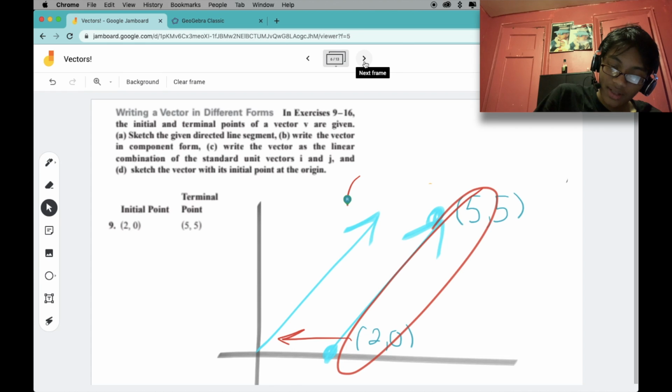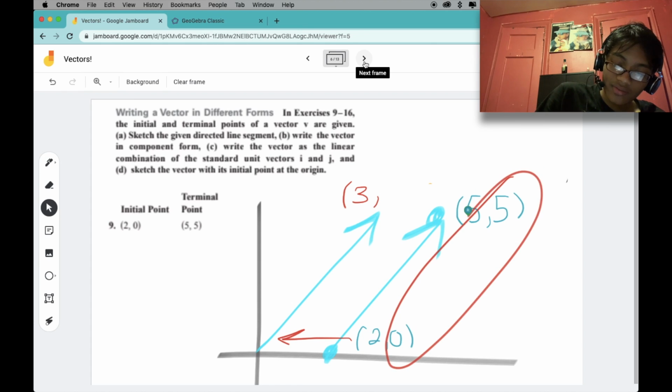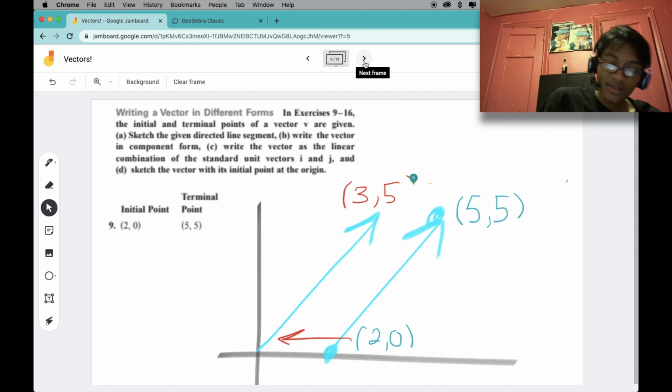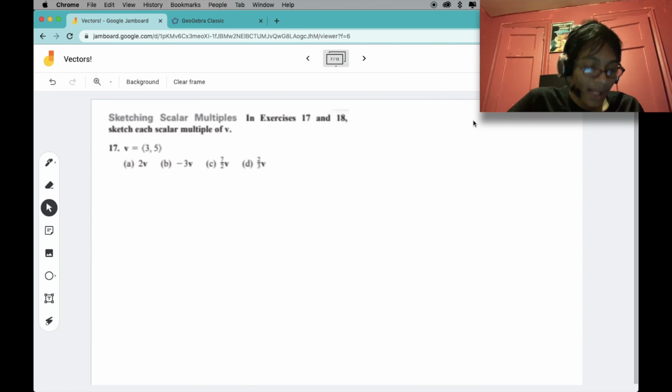5 minus 2 is 3. So my vector is gonna have an x component of 3, and it's gonna have a y component of 5 minus 0, which is 5. And so my vector ends up being 3 comma 5. Not too bad. Okay, next question, ladies and gentlemen.